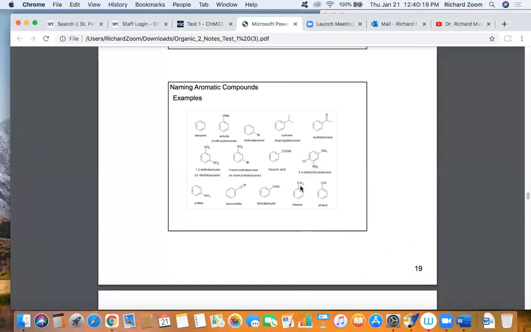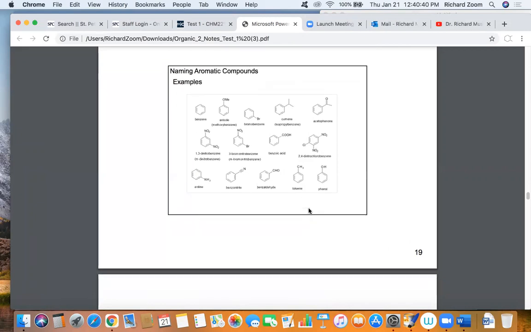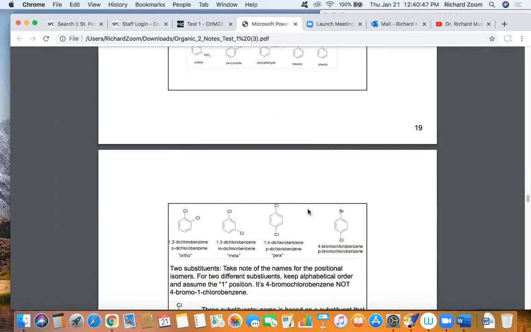The one with CH3 on it is called toluene. Can you say toluene? Toluene. Toluene. Not anything else. Toluene. And the one with the OH is called phenol. All right. So again, these are some of the common names. So you should have this in front of you when you're taking your naming quiz.